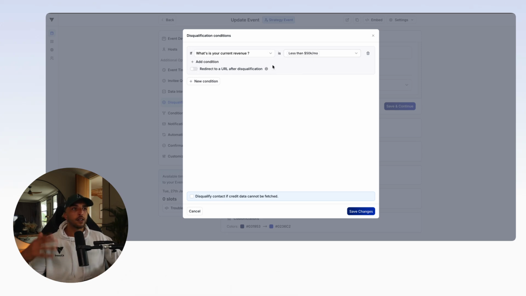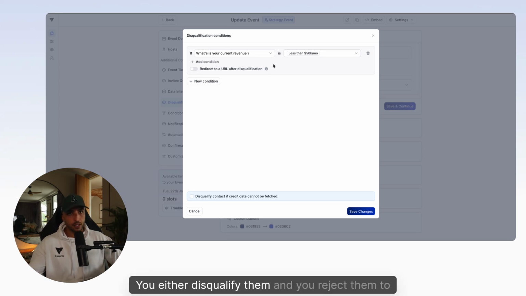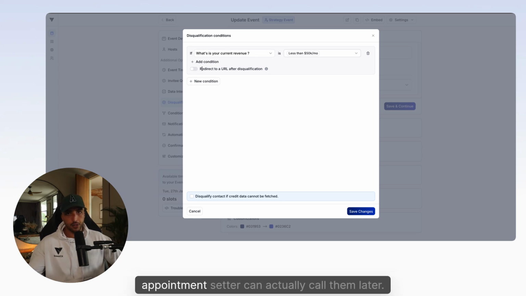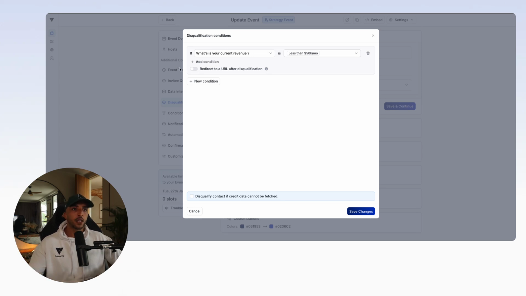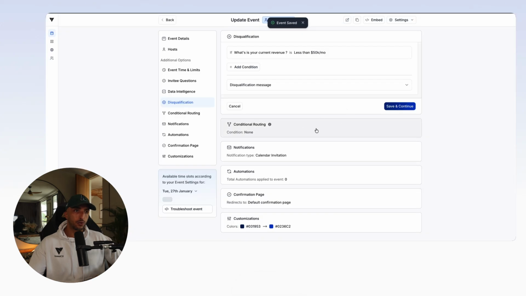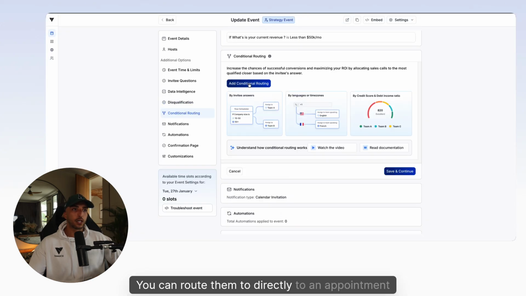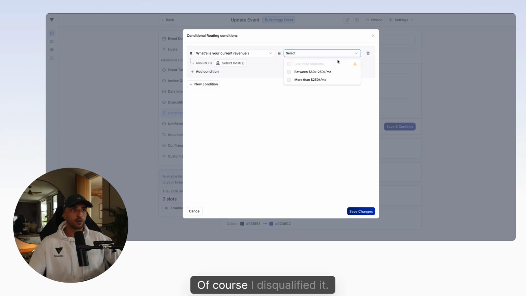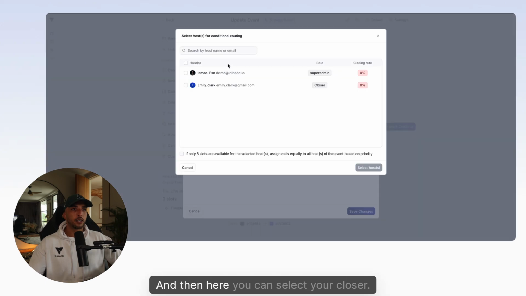So if you want to route them, because this is a real human now, okay, there are two options. You either disqualify them and you redirect them to a school community or to a YouTube channel, so then you can nurture them more, and then your appointment setter can call them later. You can do that, or you route them directly to an appointment. You come over here, you add your question. Of course, I disqualified it, but let's say this is the other part, and then here you can select your closer, okay, or your appointment setter.